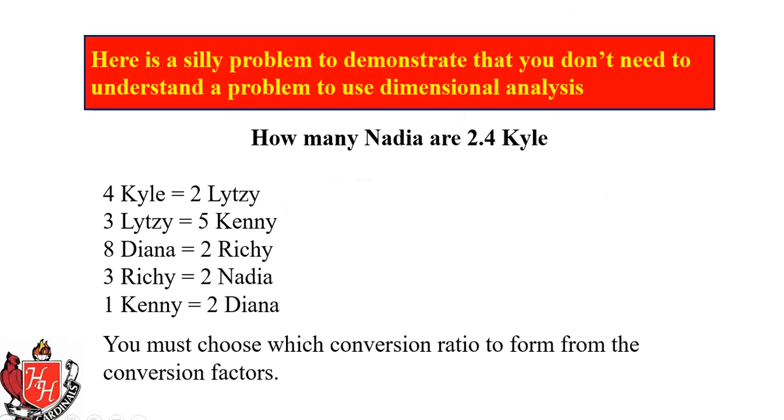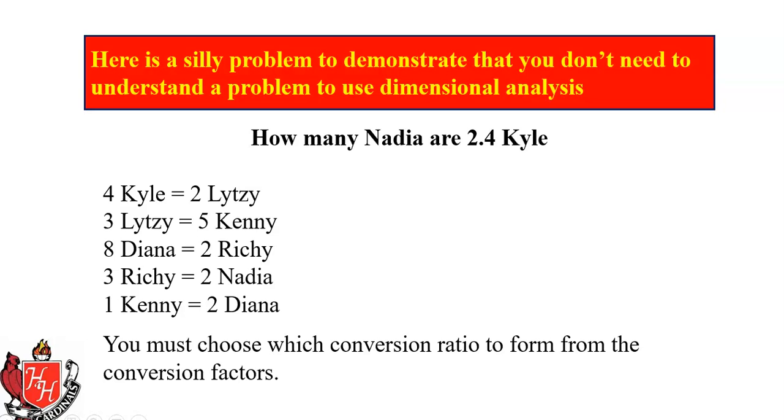Okay, here's a silly problem to demonstrate that you don't even need to understand what the problem is about in order to use dimensional analysis. Okay, so I'm going to ask you a question. How many Nadia, excuse me, are in 2.4 Kyle? Now that's a silly problem, but if I know conversion ratios between Nadia and Kyle, I can do that. So I use 5 conversion ratios. I'm just making these up off the top of my head.